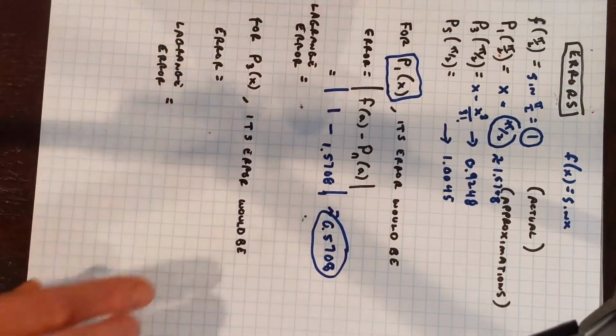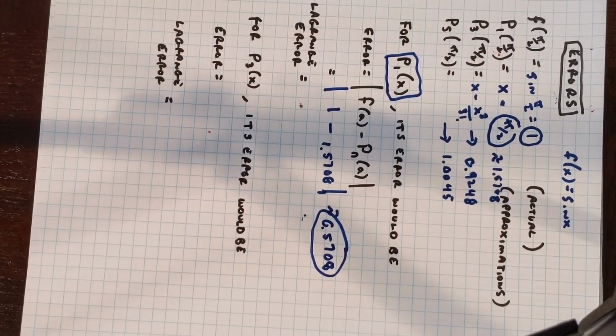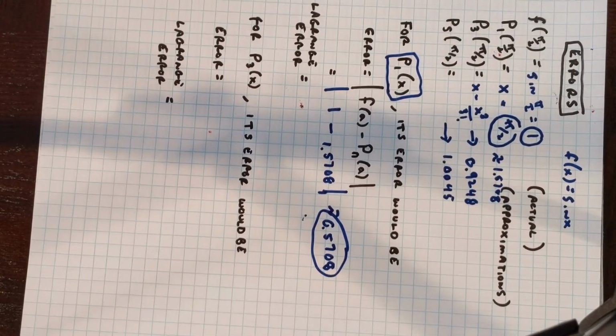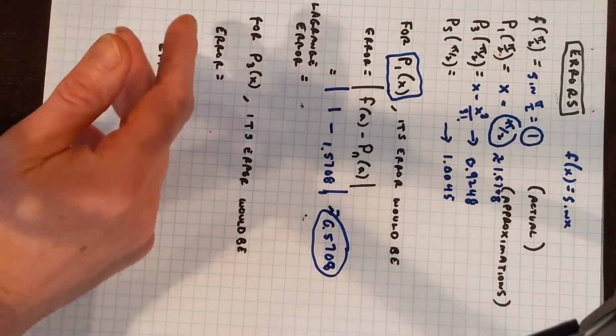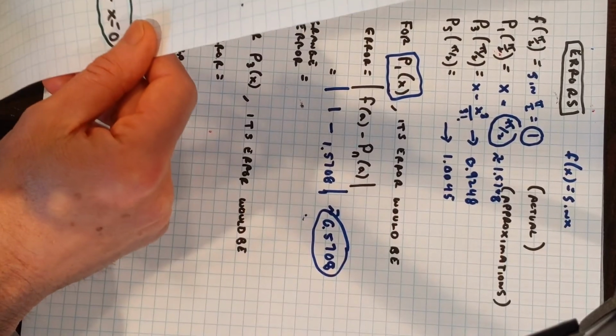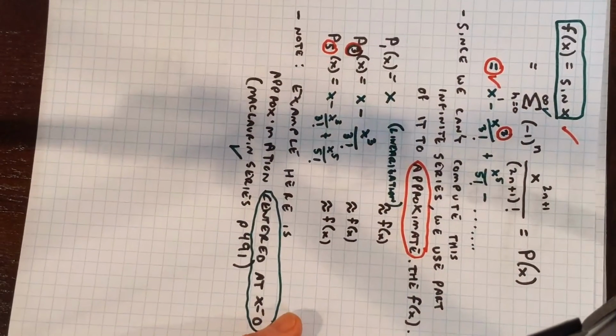Now, Lagrange has a special way to compute a very good approximation for error. The reason is because each term you add creates a huge part of the error.